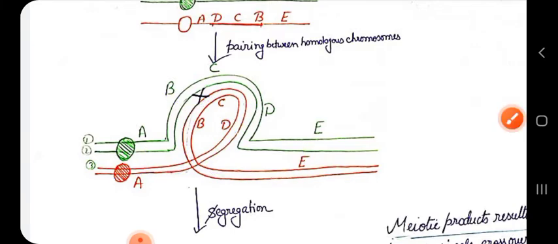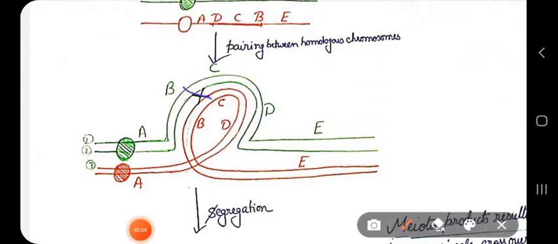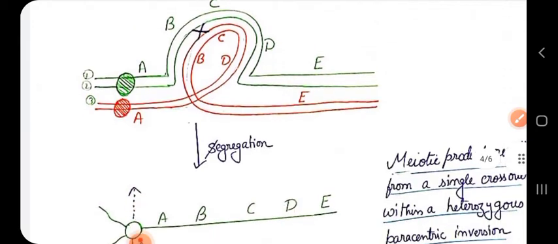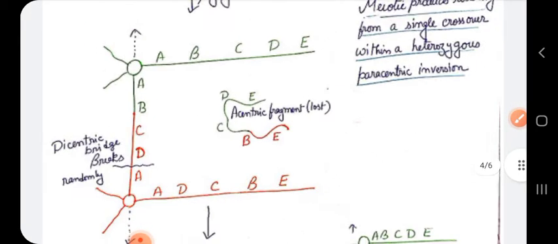Okay, and crossing over is occurring here. It can occur in any place, no problem, but it is occurring here. So what will happen after crossing over? Exchange of the chromosome segments, obviously. And during exchange of chromosome segments, you will see during metaphase, during anaphase especially, you will observe a dicentric chromosome, a dicentric bridge will be observed.